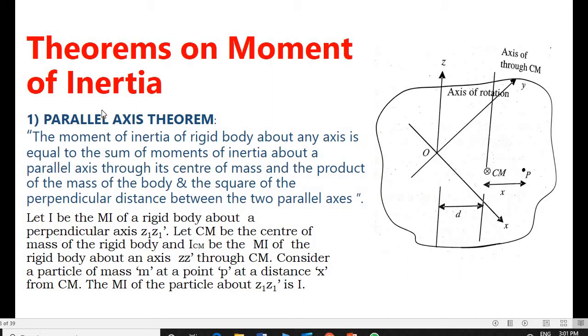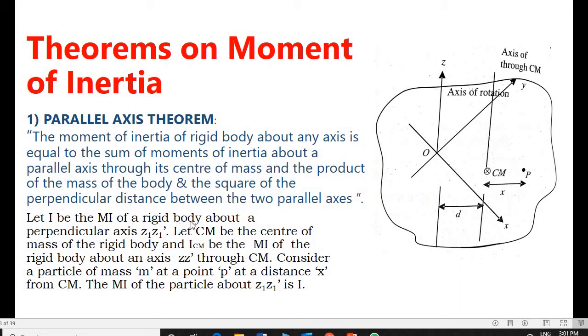So here, according to the parallel axis theorem, the moment of inertia of a rigid body about any axis is equal to the sum of the moment of inertia about a parallel axis through its center of mass, and the product of the mass of the body and the square of the perpendicular distance between these two parallel axes.